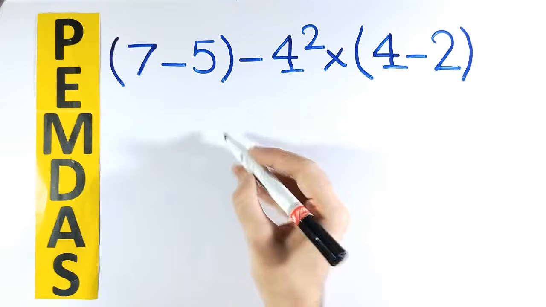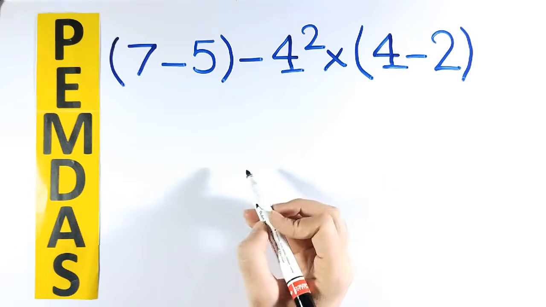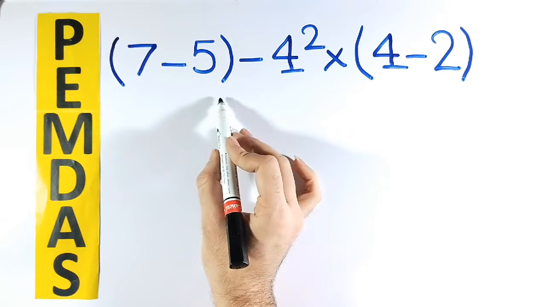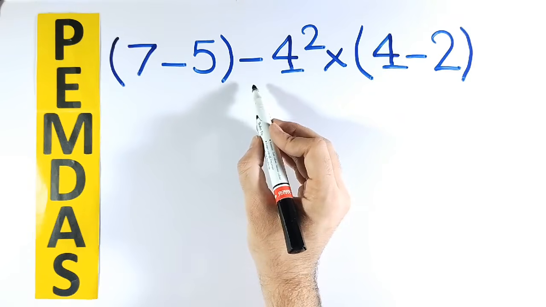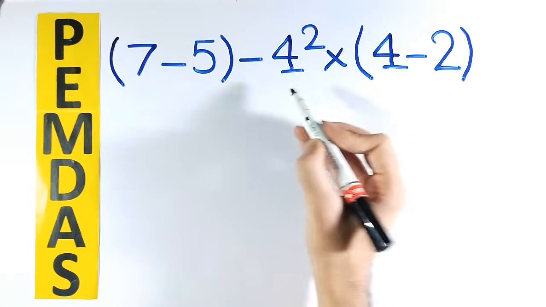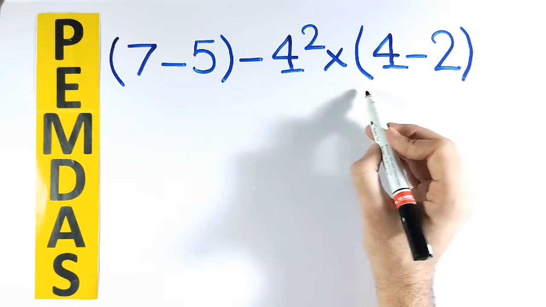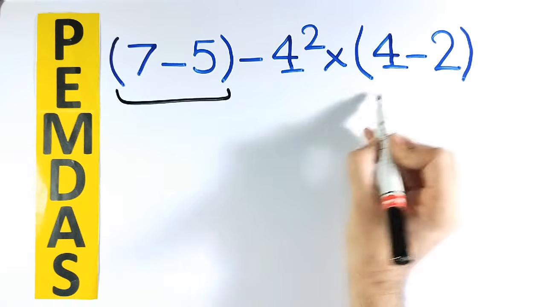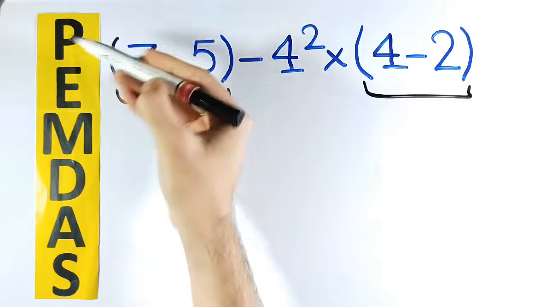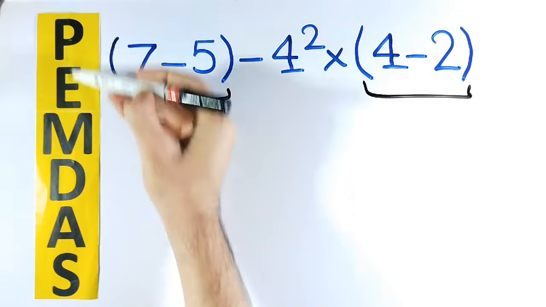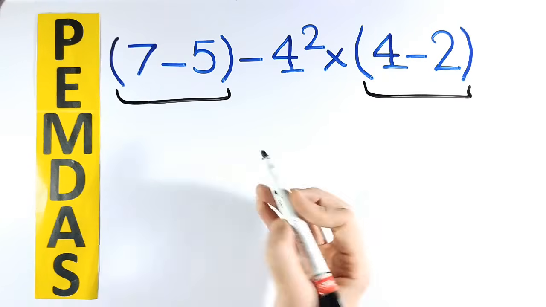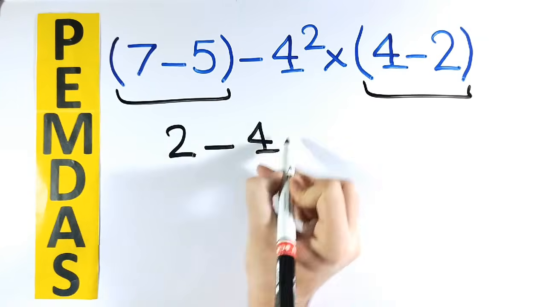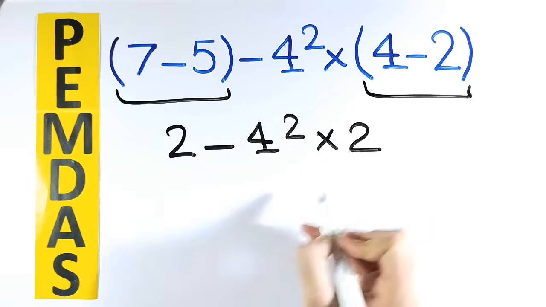To solve this question, we must follow a rule that is called PEMDAS. As you can see on the screen, in this expression, first we have parentheses, then a subtraction sign, followed by an exponent, then a multiplication, and finally another parenthesis. According to the PEMDAS rule, first we go for the parentheses because P or parentheses have the highest priority than the other operations. So, instead of this expression, we can write 2 minus 4 squared multiplied by 2.